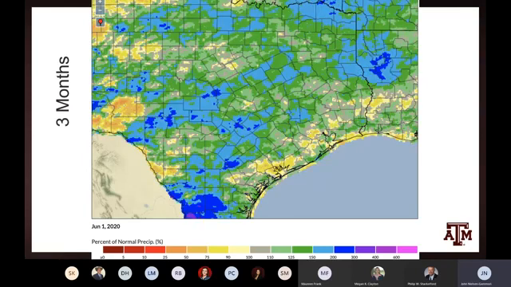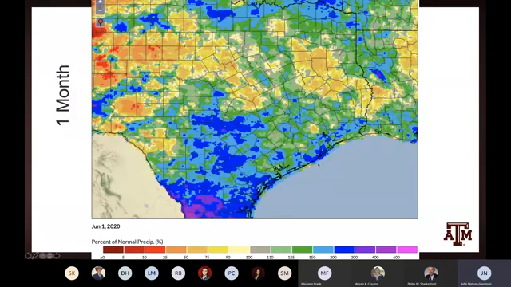Looking more closely at the past 3 months, that has been mostly wetter than normal, except for coastal regions. You can see lots of areas that were below normal, even just looking at the past 3 months. And the past month, this is really where the tables turned, with South Texas and Southeast Texas mostly being wetter than normal, but areas farther north, including parts of East Texas, drier than normal. So we may see drought emerging to the north as well.